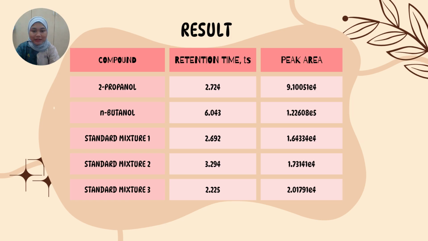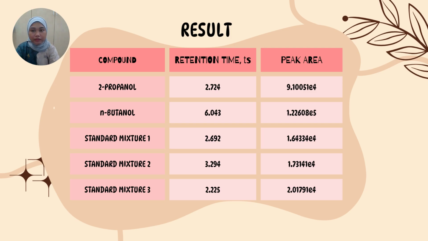So this is the result from our chromatogram. Each compound has a different retention time, like 2-propanol has 2.724, meanwhile N-butanol has 6.043. Standard mixture 1 has 2.692, standard mixture 2 has 3.294, standard mixture 3 has 2.225.